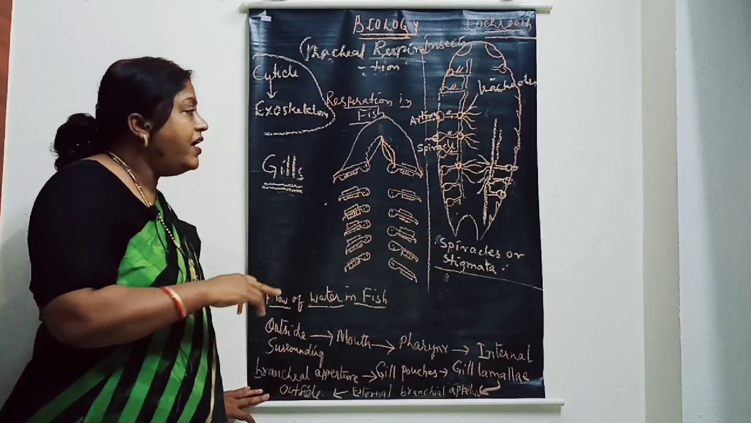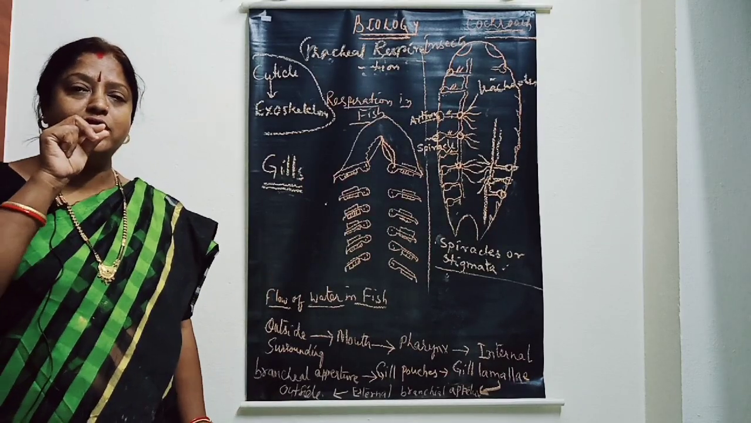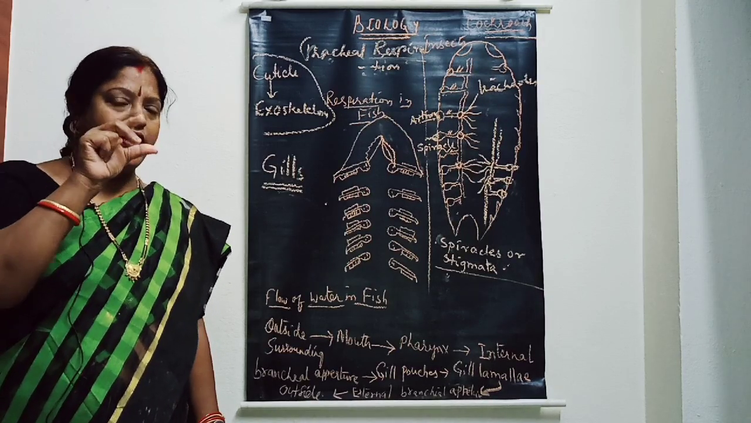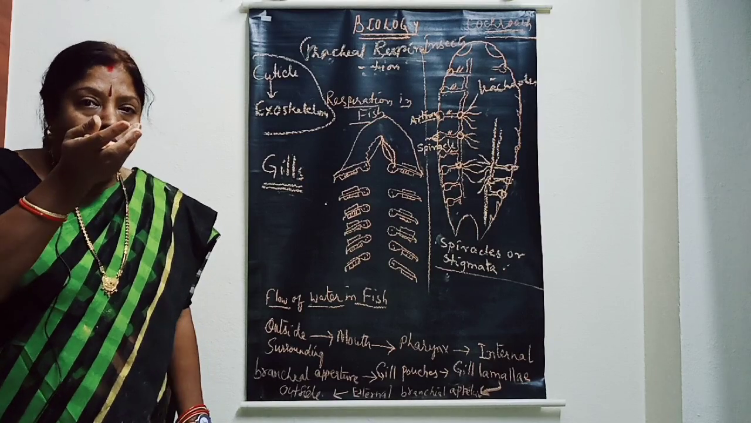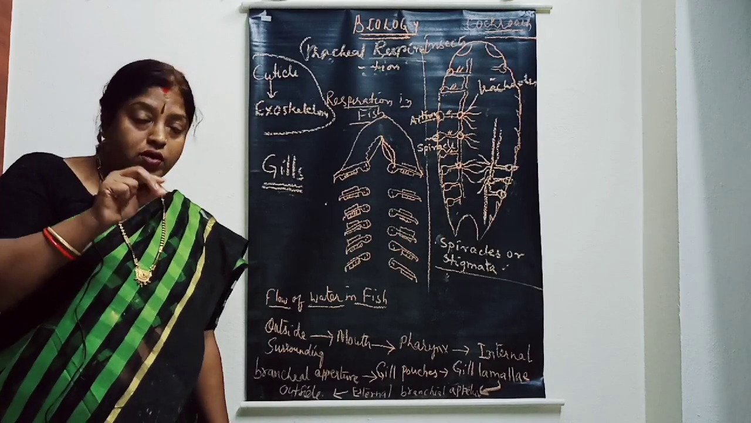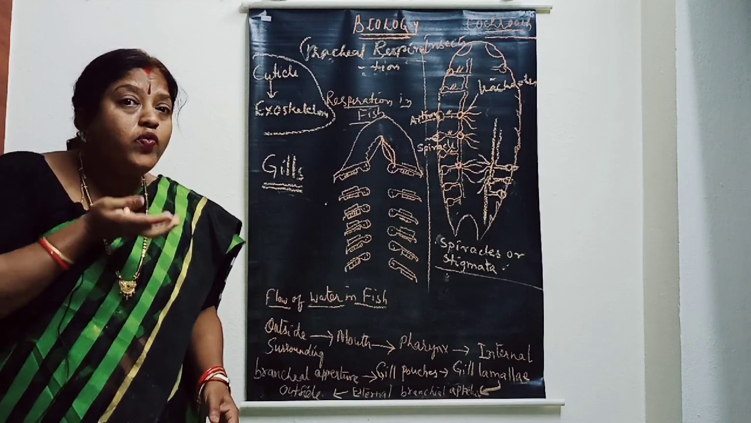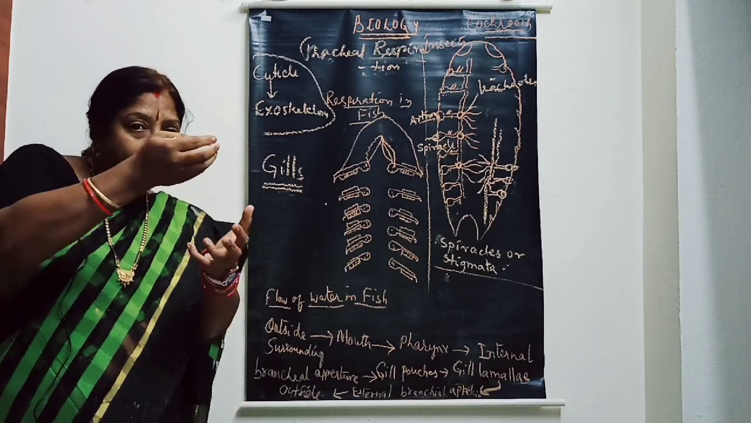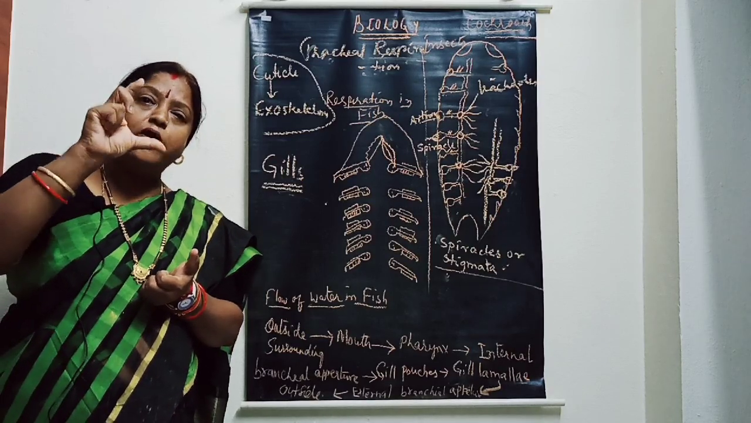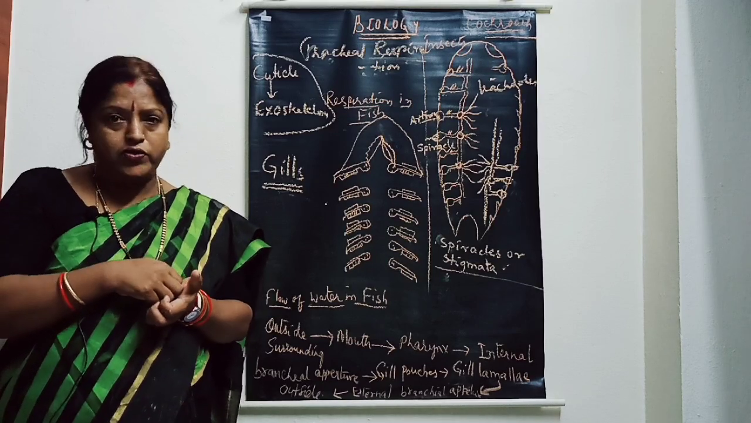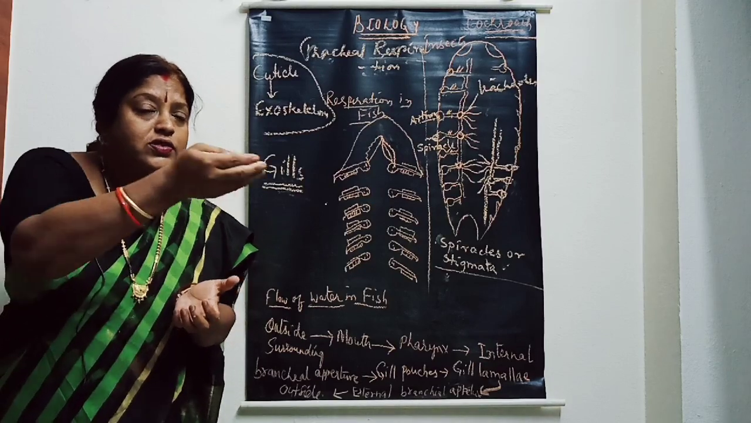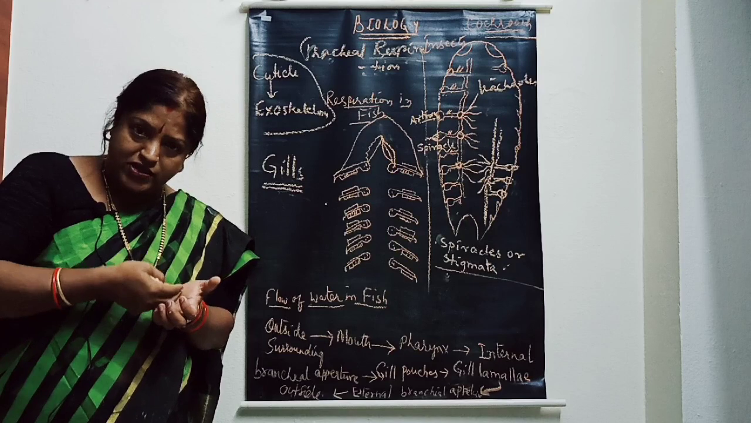In fishes, we often see the fish closes its mouth, opens its mouth, closes its mouth, opens its mouth. This is to draw oxygen dissolved water into the mouth. The fish opens its mouth and lowers the floor of the buccal cavity and then draws water inside. So fishes continuously close and open their mouth to draw water inside. How does it draw? It opens its mouth, lowers the floor of the buccal cavity so that the oxygen dissolved water enters into the mouth.